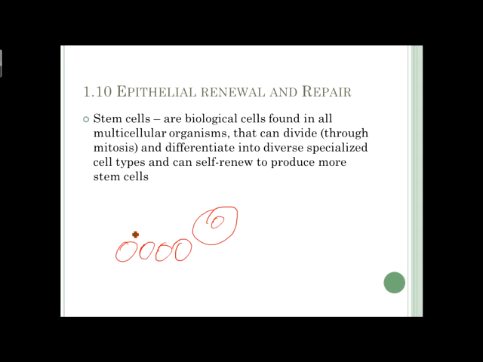So in this case, let's say these are epithelial cell types, cuboidal. As the cell dies off or gets injured, this cell here will replace it. Then it becomes more specialized and becomes this type of cell. But a stem cell, whenever it starts off, is pretty much a blank cell. This is where we get things like stem cell research.